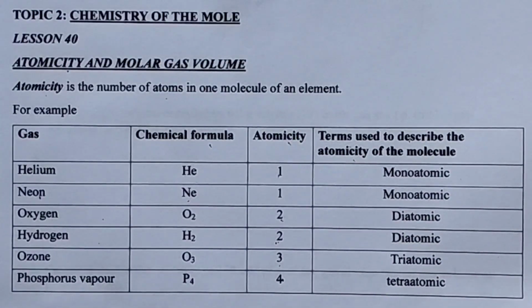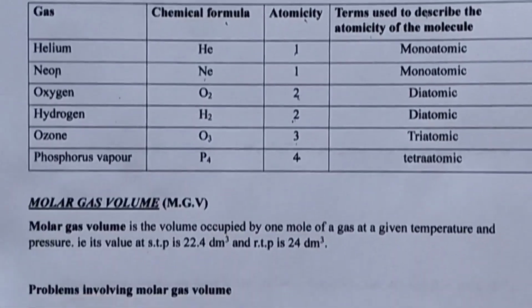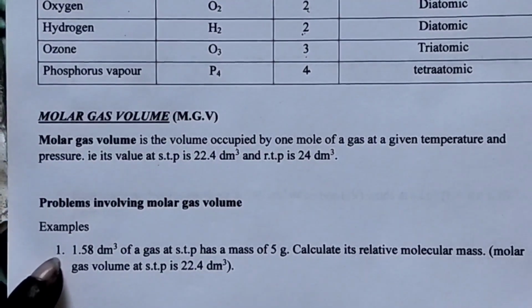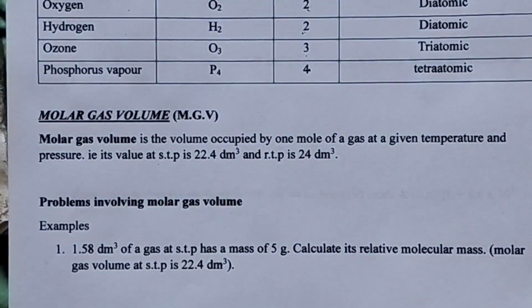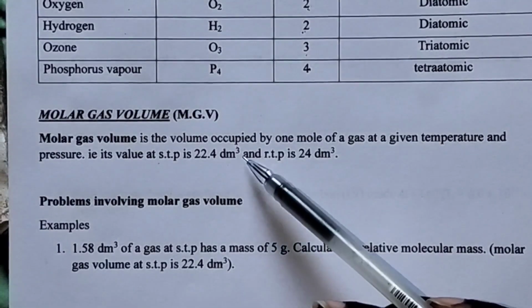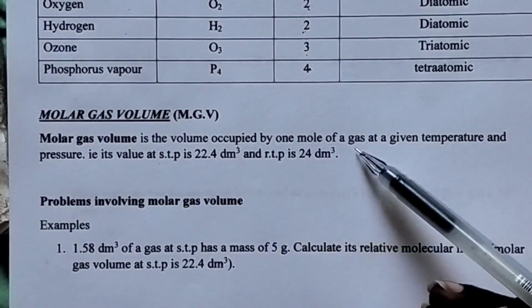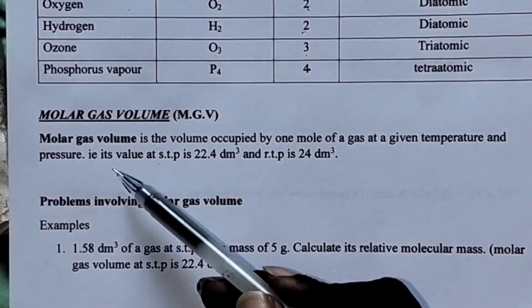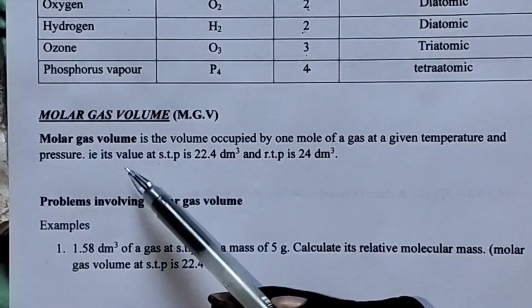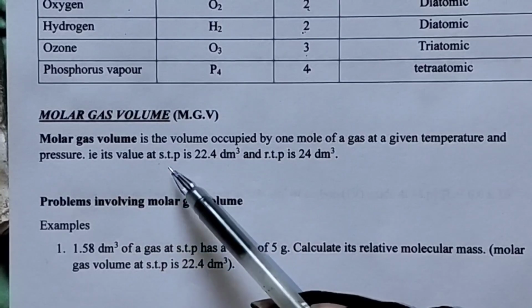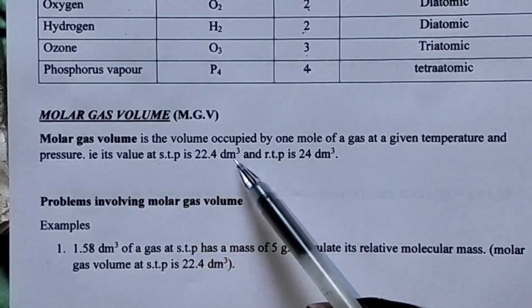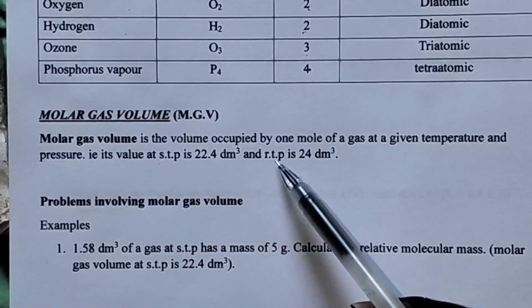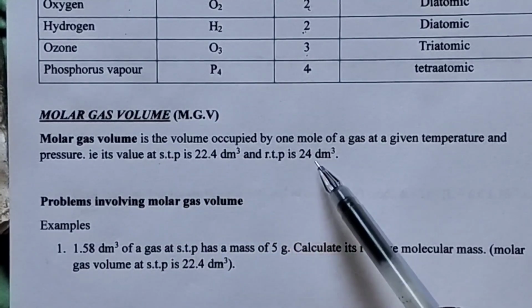Next, we want to proceed to molar gas volume. Molar gas volume is the volume occupied by 1 mole of a gas at a given temperature and pressure. This given temperature and pressure can be at STP or RTP. The molar gas volume at STP will be 22.4 decimeter cube. At room temperature and pressure, that's RTP, it will be 24 decimeter cube.